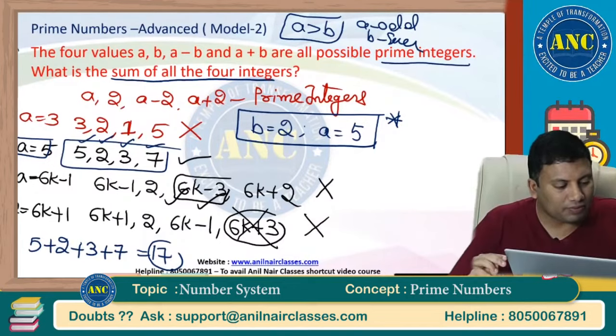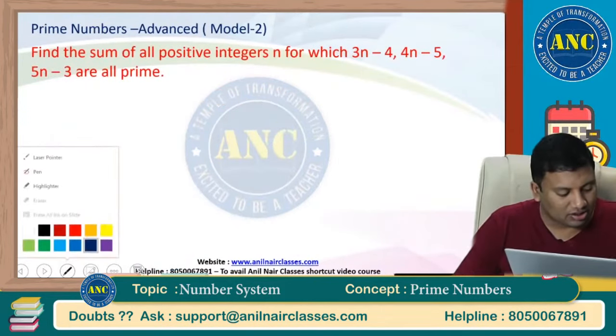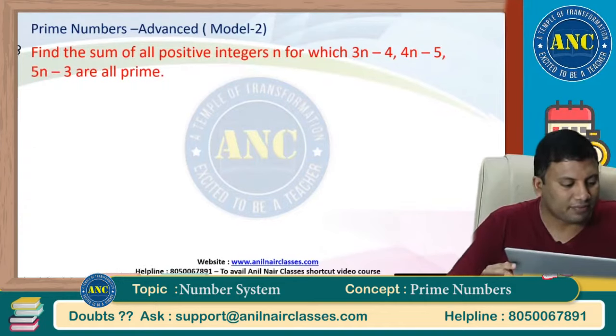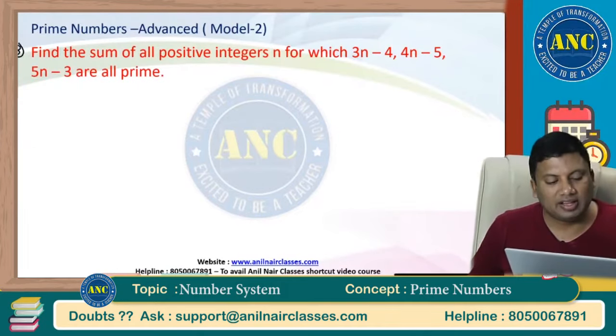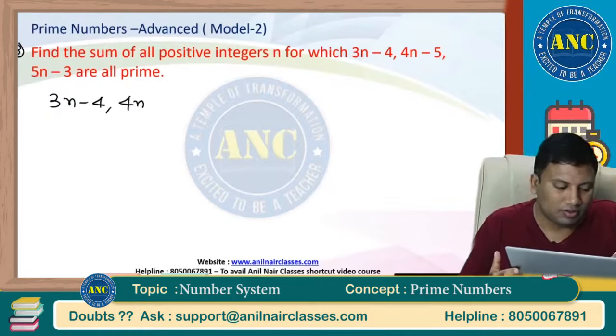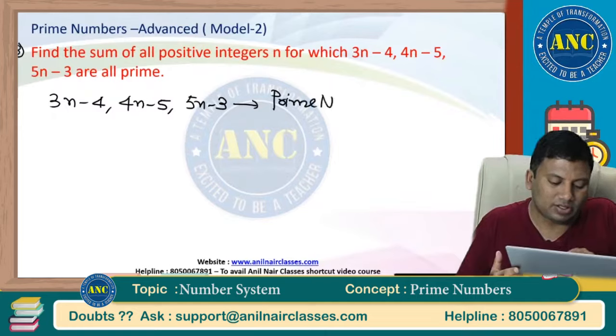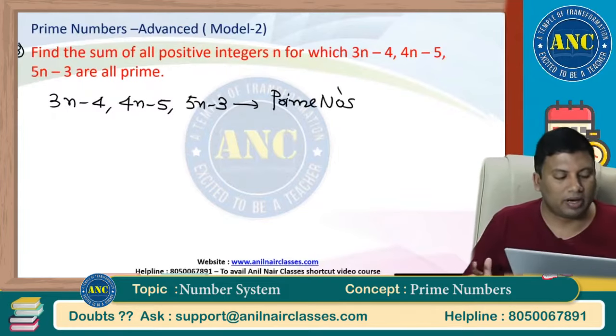Question number 2. Next, let us see question number 3. It is also a beautiful question, sir. Same model. Find the sum of all the positive integers for which 3n minus 4, 4n minus 5, 5n minus 3, all are prime numbers. These all should be prime numbers.